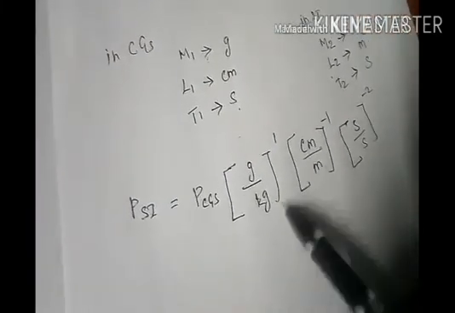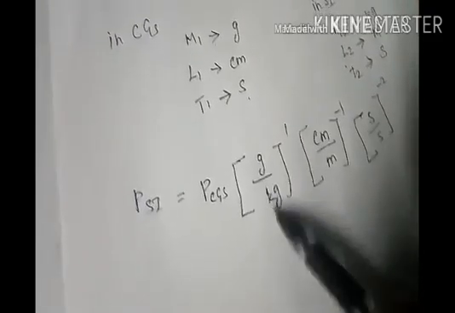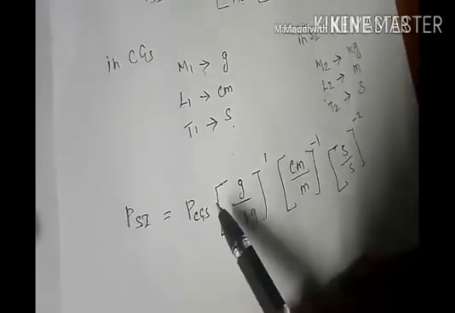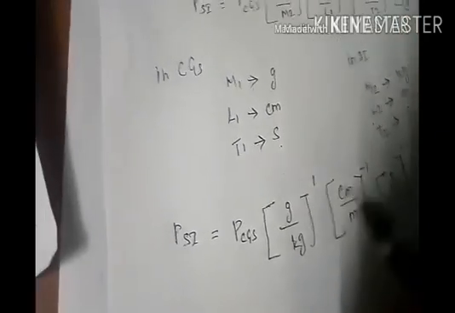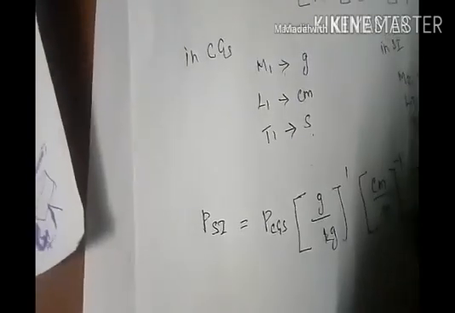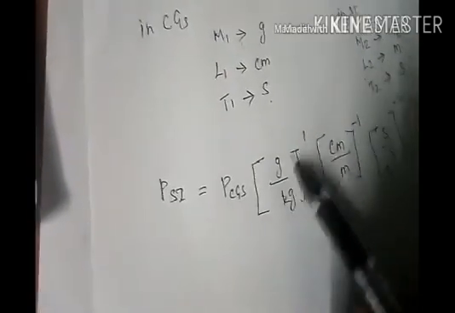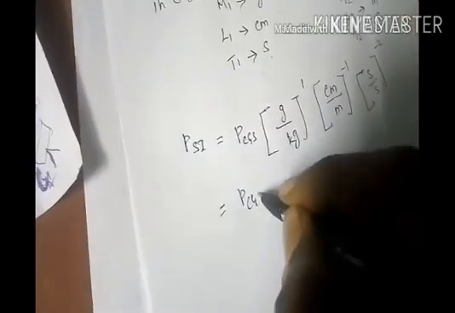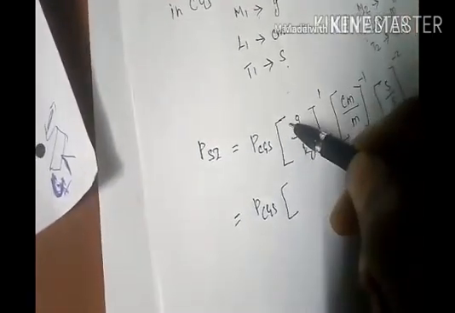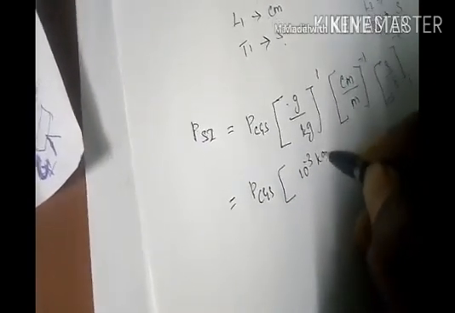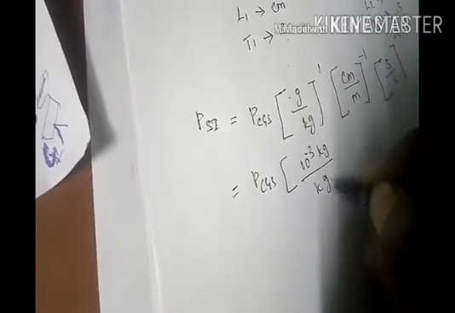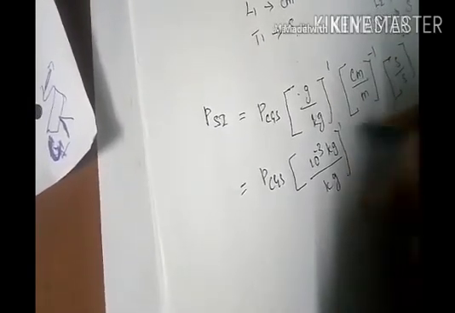Okay, so here it cannot be simplified easily because different units are there. So either I can convert into gram or I can convert it into kg. Now I am going to convert it into kg. So here pressure in CGS. So here 1 gram equal to how many kilogram? 10 power minus 3 kilogram per kg. So here the power is 1.